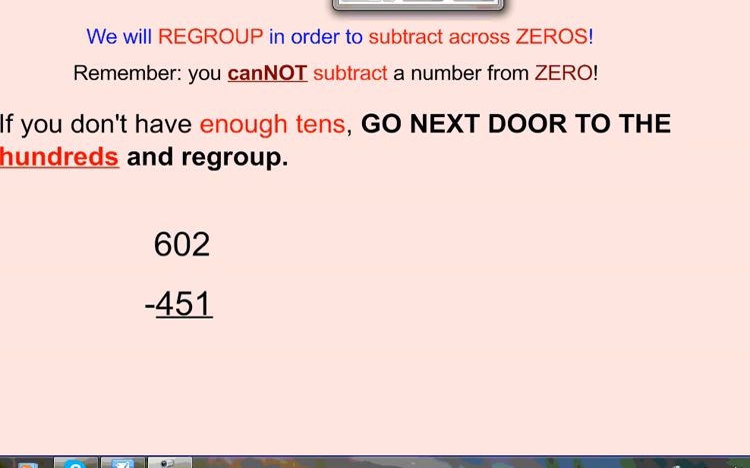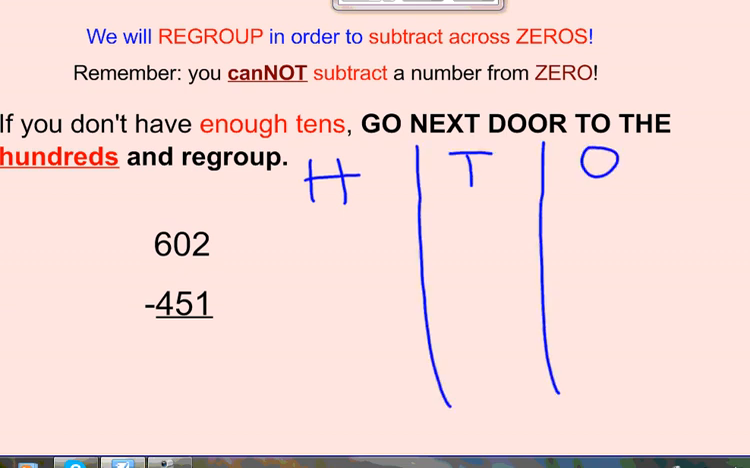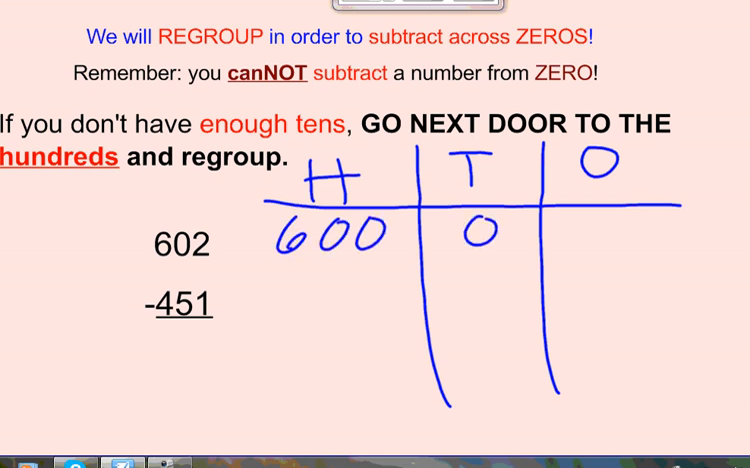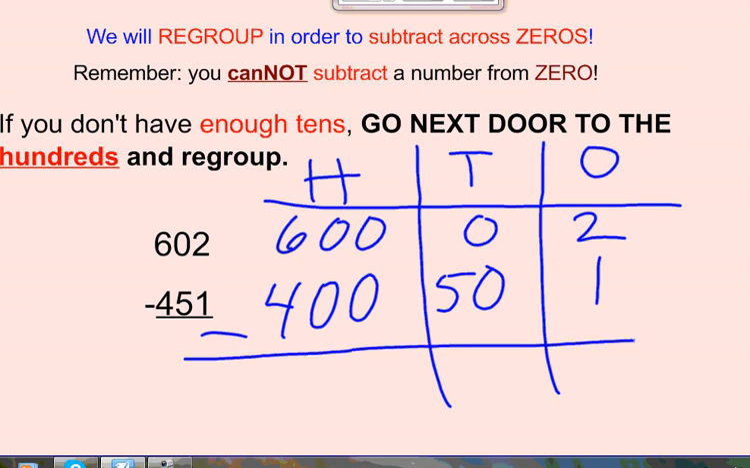So they use the expanded form to practice this. They have their hundreds, and they organize their tens, and then their ones, and they expand their number when they subtract. So they have 600, and the number 602, 0 tens, and 2 ones, minus 450, and 1. All right, and they learned to subtract starting at the ones so that they can learn where they need to start regrouping if they need to.